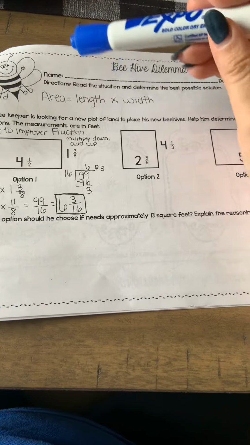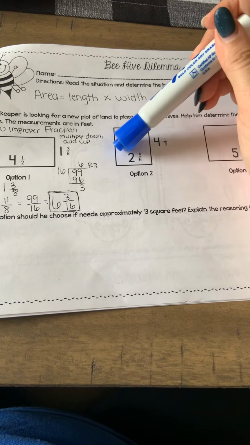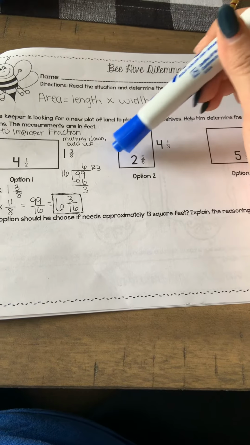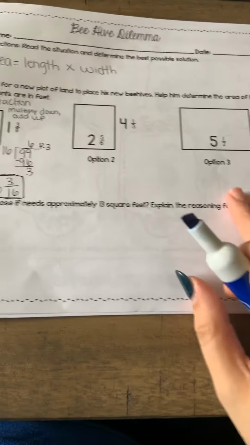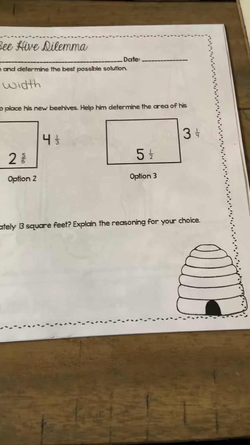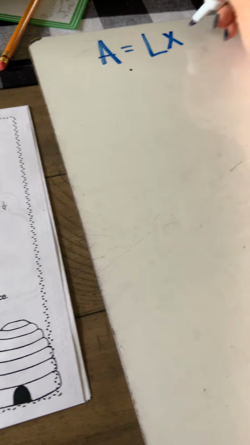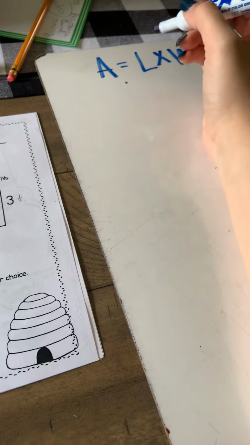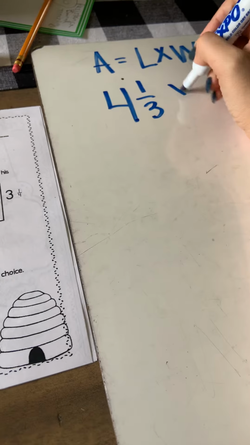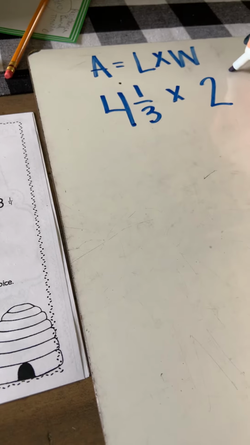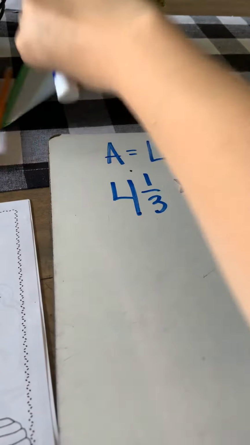So basically what we're doing is we're just multiplying length times width to find the area. So we're going to use our fractions here, this being the length, 4 1/3, times the width, 2 5/6, okay? So let's get our papers out and get ready to do that. So area equals length times width. So we are going to do, the length of this is 4 1/3 times 2 5/6.